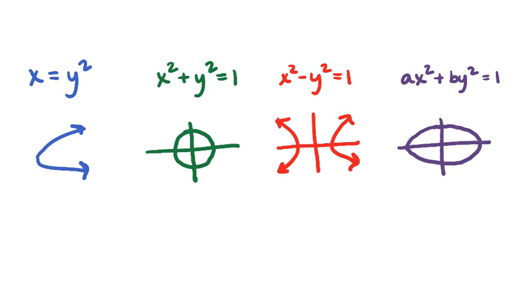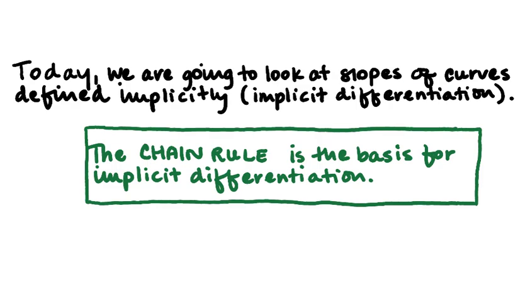These are all implicitly defined curves and things that we might want to find the slope of a tangent line for. So, just stating our purpose here, today we're looking at the slopes of curves that are defined implicitly. We're going to call it implicit differentiation. And really what this is, is a vehicle for us to practice our derivative rules and to investigate the chain rule a little deeper. But the deal is the chain rule is the basis for what we're doing here. All of the problems that we're going to do, we're going to have to be considering the chain rule.